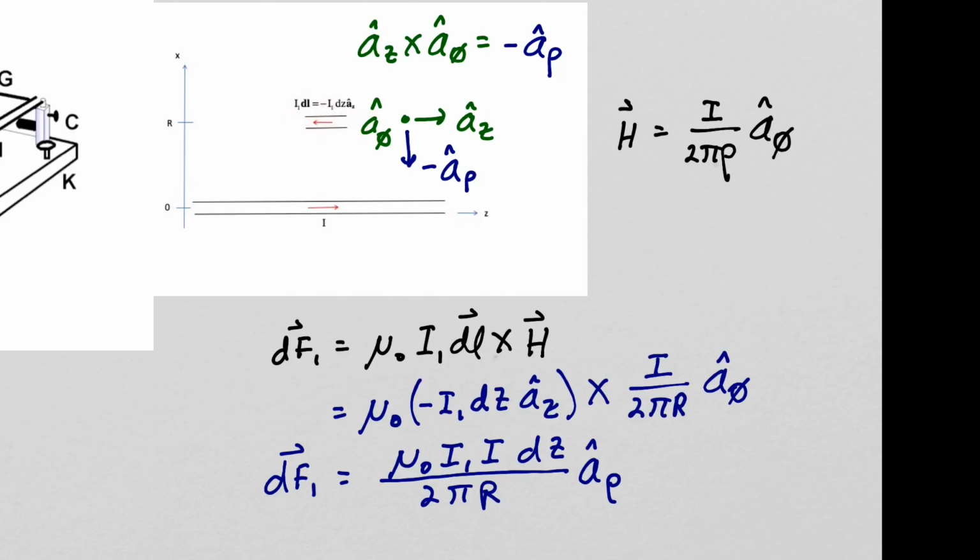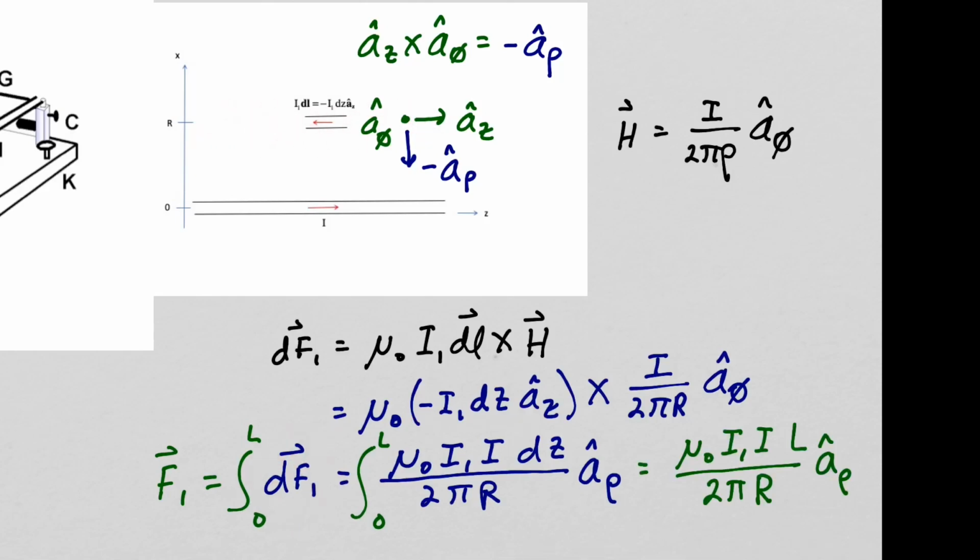To get the total force on the upper wire, we will integrate from 0 to L, where L is the total length of our upper wire, of our differential force. Here is that total force. There will be some error because we approximated our magnetic field intensity as if the lower conductor was of infinite length.